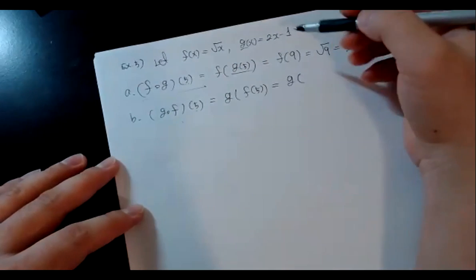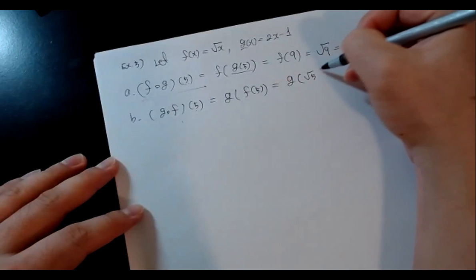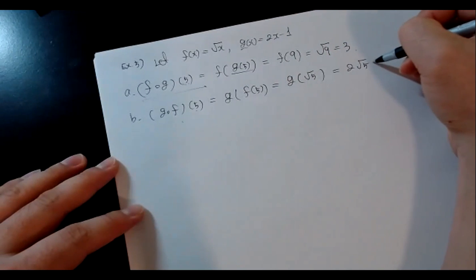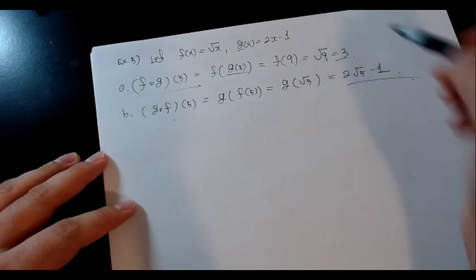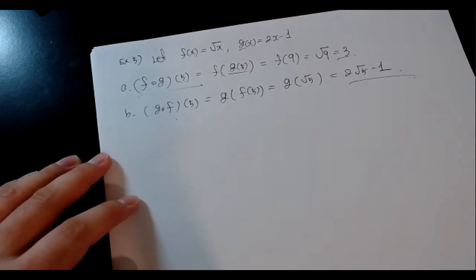For the other one, g of f of 5, f of 5 is the square root of 5, right? And then we got 2 times the square root of 5, minus 1. See the total difference. We see that f after g is not equal to g after f.